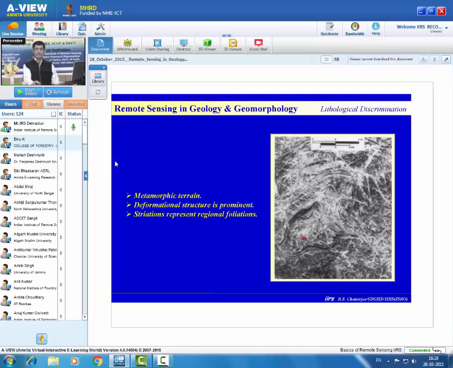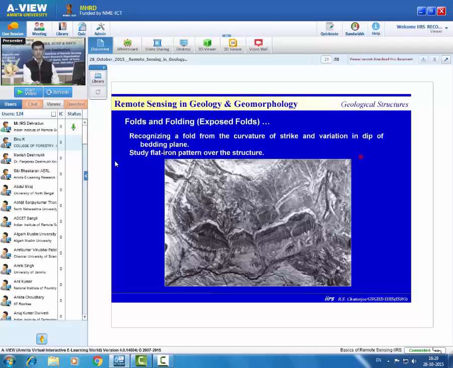Now, you can see again this metamorphic terrain can be very easily identified based on the striations, which basically come from your regional foliations or these schistosity planes. It gives you the striations and also this folded structure. This is basically a deformational structure. So from all these evidences, you can very easily interpret that these are metamorphic rocks.